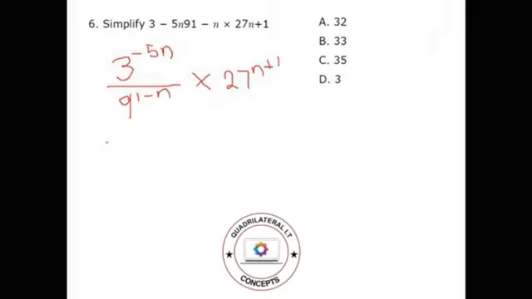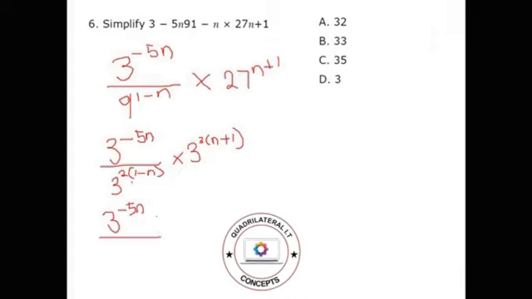So let's use our indices. We have 3 raised to the power minus 5n first. Then divide by 9, which is 3 raised to the power 2, so that would be 3 raised to the power 2 into bracket 1 minus n. 27 is also 3 raised to the power 3, so we have 3 raised to the power 3 into bracket n plus 1. So we have all of them in indices form now. Let's open the brackets. We have 3 raised to the power 2 minus 2n, then multiplying by 3 raised to the power 3n plus 1.